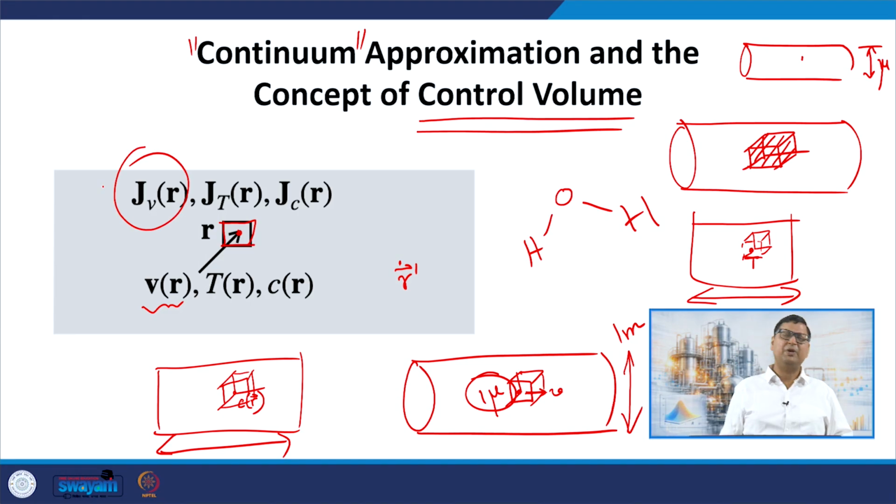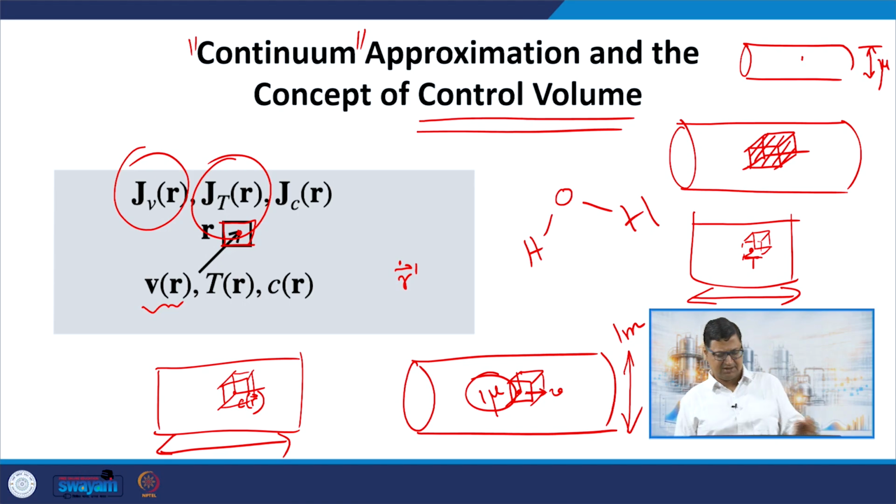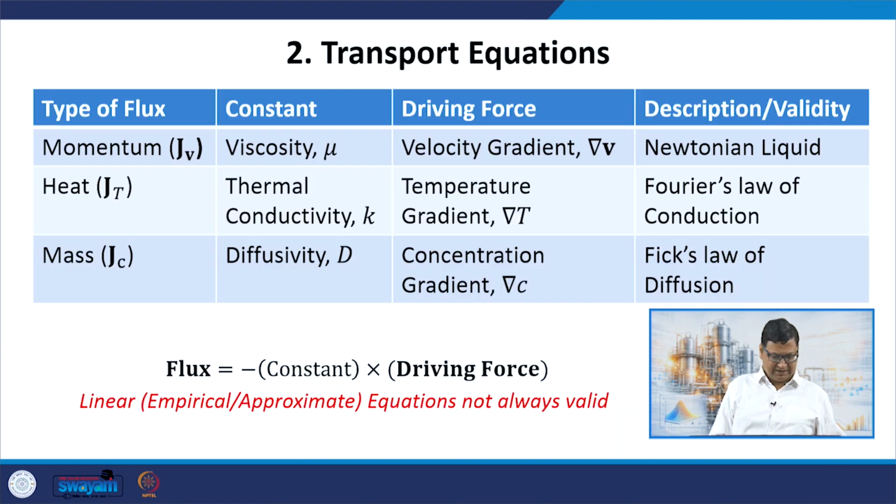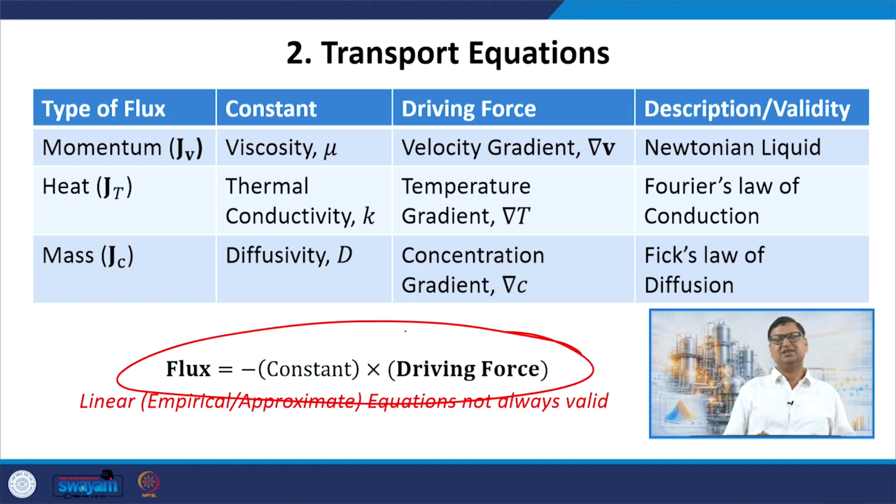So, I can define momentum flux, that defines how the momentum or the velocity is changing in the system. A thermal flux or a heat flux that determines how the temperature is changing in the system. And then finally, a mass flux that tells me how the concentration is changing in this particular system. So, with that, we go ahead and derive what is known as the transport equations for the system. The transport equations are fairly common equations that we use, using the idea that the flux is assumed to be proportional to the driving force, and the proportionality constant is some constant for the system.